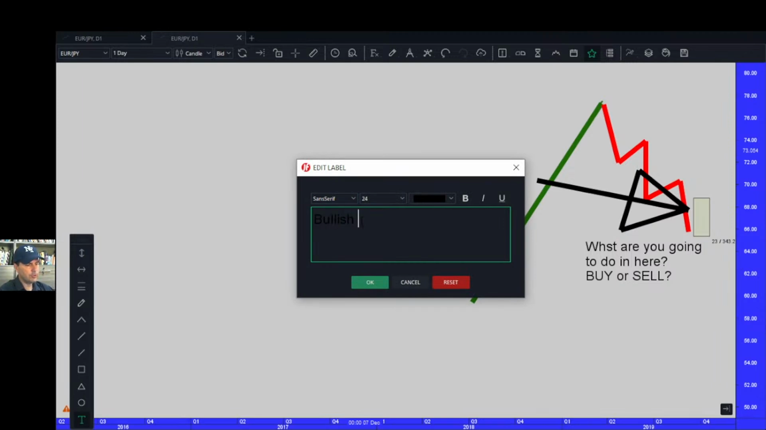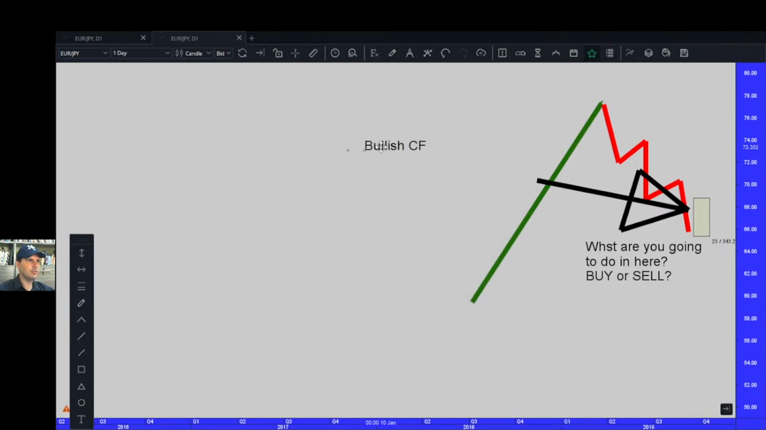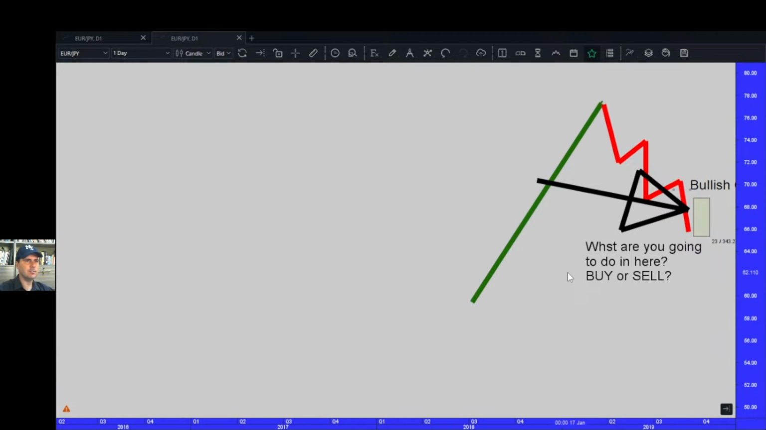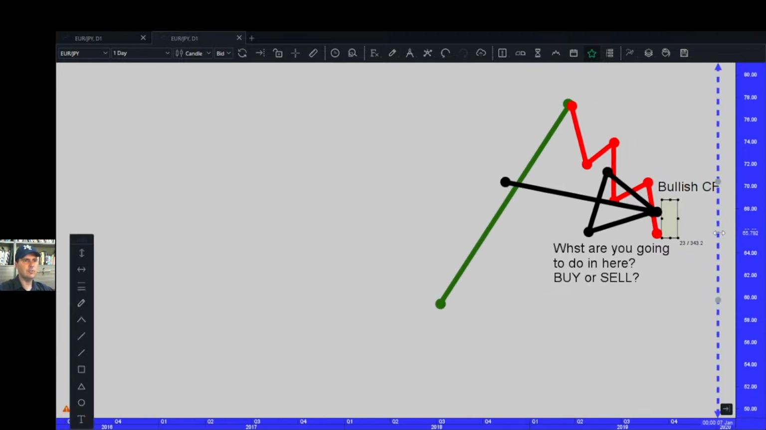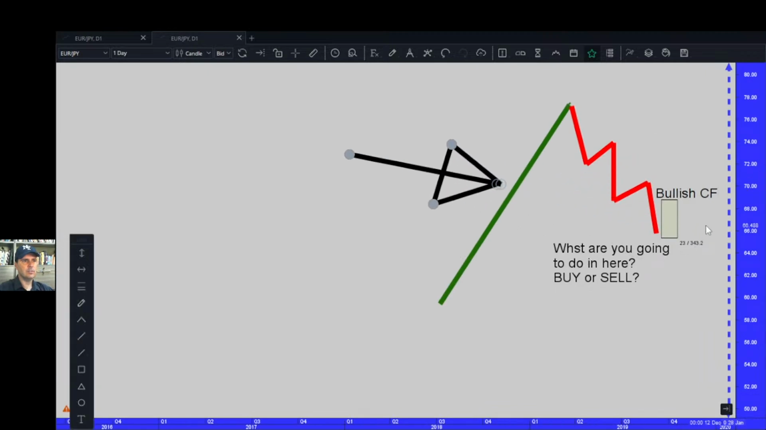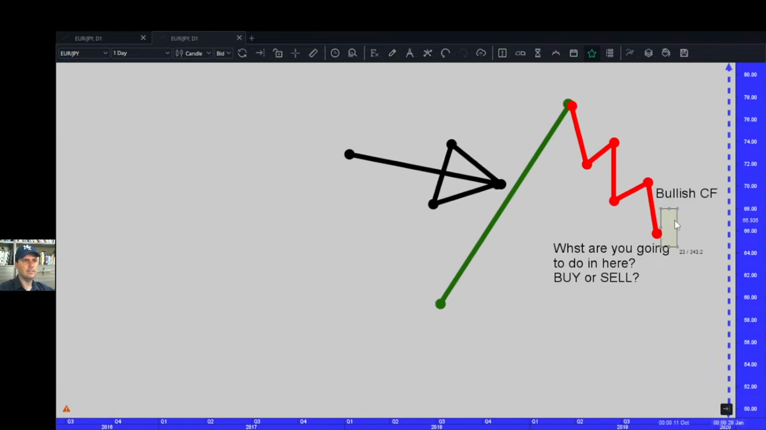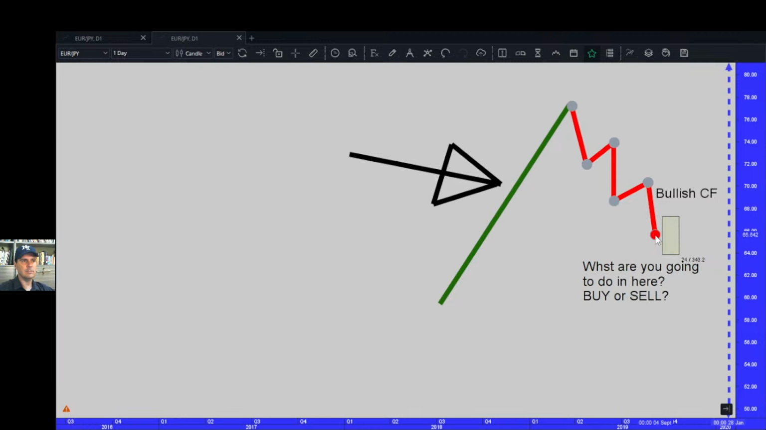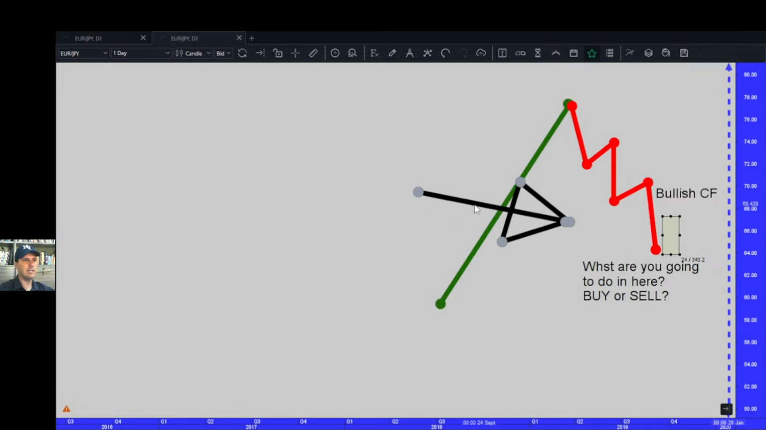Bullish candlestick formation. Hedge fund trader Amir, what are you going to do in here? Are you going to buy or are you going to sell? No, no, you cannot stay out. Boss, I'm going to stay out. No, no, you won't. Not on my watch, you won't stay out.